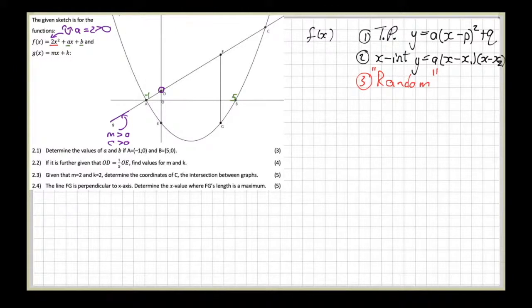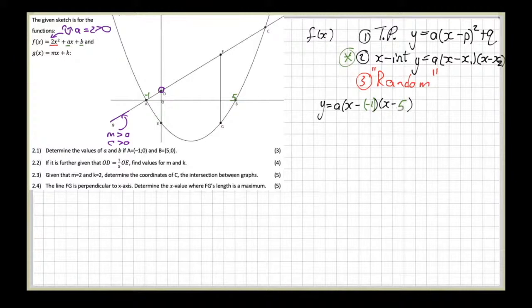Now in our one, they gave us the x-intercept. So I'm going to go towards that formula. So I'm going to start by going y equal to a, x minus x1, x minus x2. Now x1 and x2 was actually given to me, so I am going to substitute them in. The two x-intercepts, the one is at -1 and the other one is at +5.